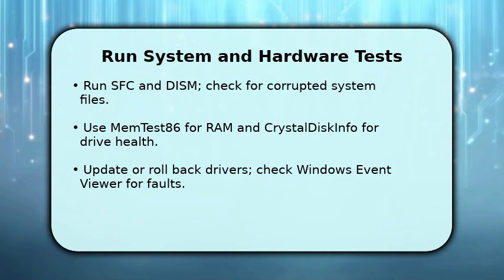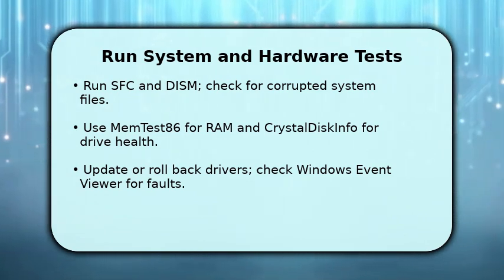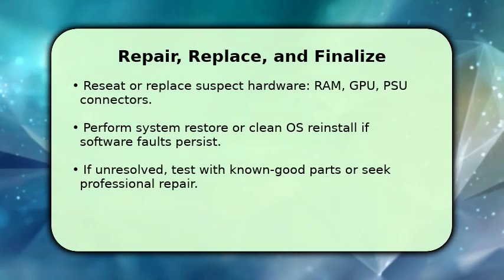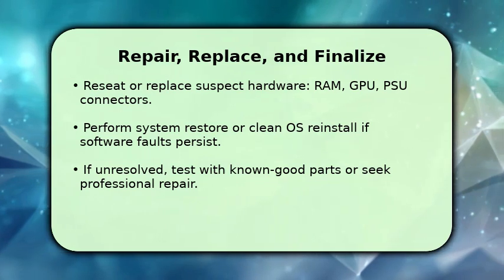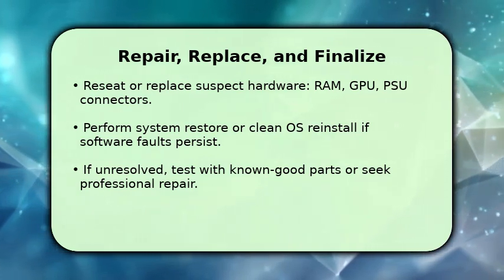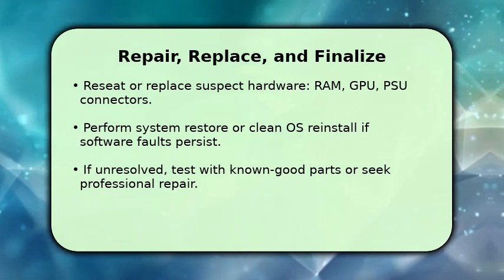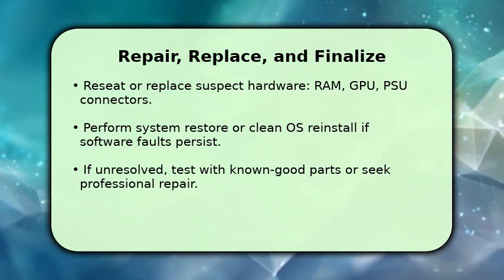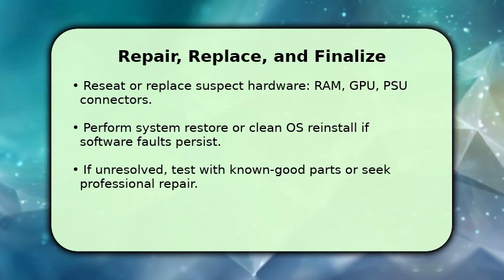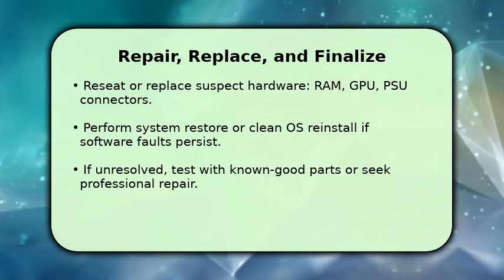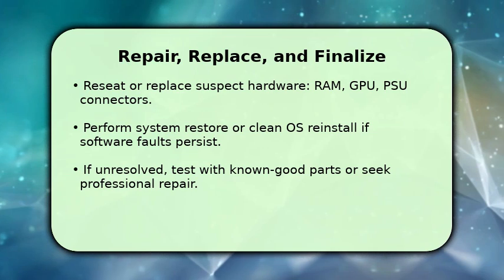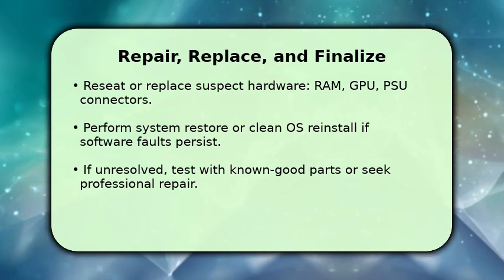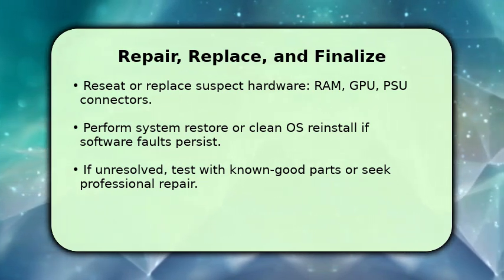Those you finish by applying fixes based on test results. Reset RAM and power connectors, swap in a known good stick or GPU, and check PSU voltages if unstable. If corruption persists despite hardware checks, perform a system restore or a clean OS reinstall after backing up. Once complete, run stress tests to verify stability. If crashes continue, return to component isolation and test with known good parts or contact a repair technician. One key tip: document every change to undo.